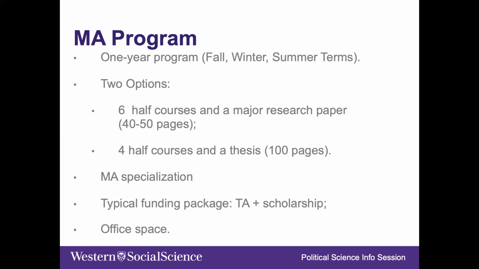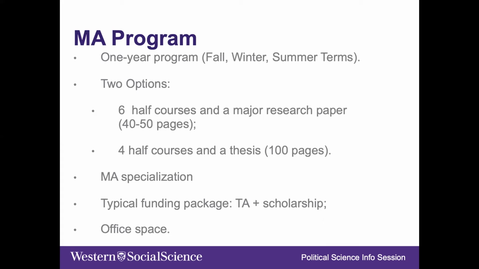So here you take 6 half courses, 3 in the fall and 3 in the winter, and then you do a major research paper, which is a 40 to 50 page paper. You find a supervisor, and you work with the supervisor over the summer to produce this 40 to 50 page paper. And the MRP can be either a literature review, where you're assessing the literature and what it says about some sort of research question, how well it answers that research question, and what kind of gaps need to be filled.